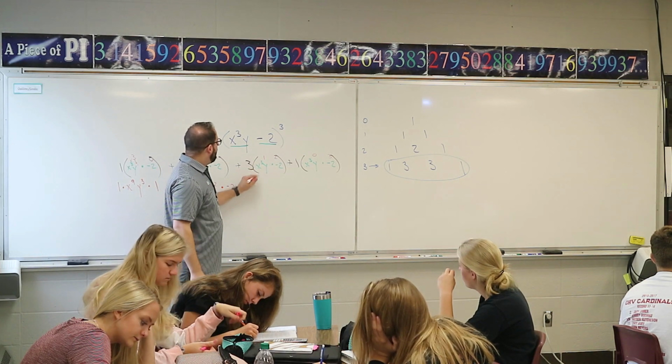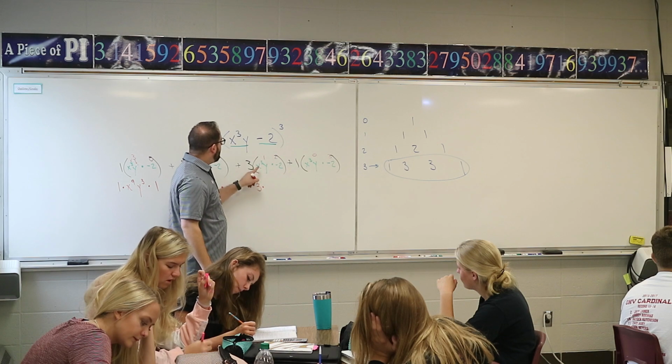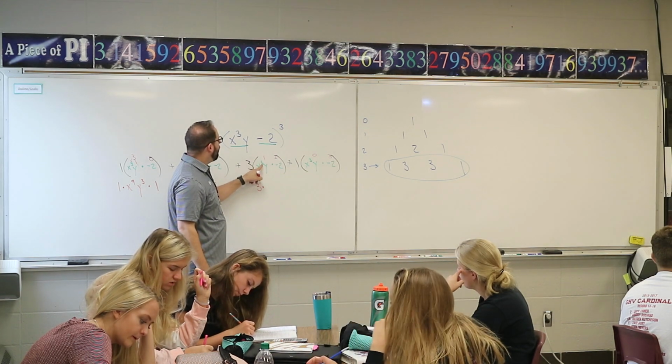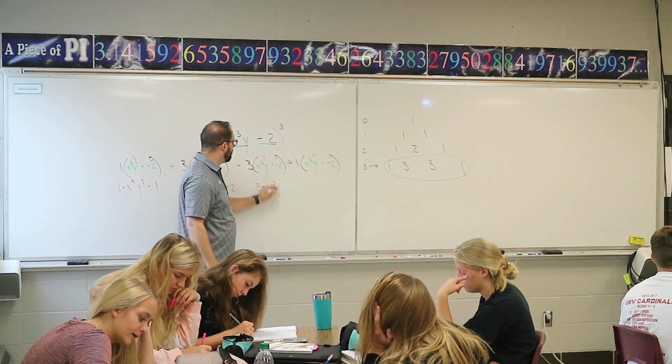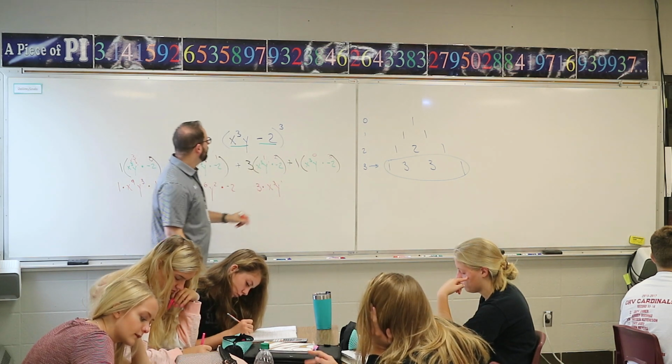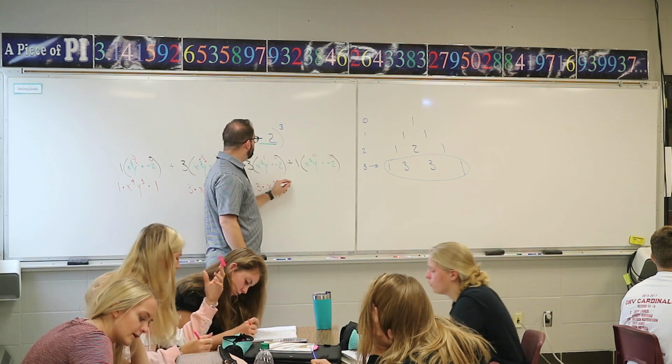Next category, I have a 3 up front. I have x to the 3rd power, and I'm going to take it times 1, which is x to the 3rd, and then y to the 1st power times 1 is y to the 1st. You just multiply the powers. And then negative 2 squared is positive 4.